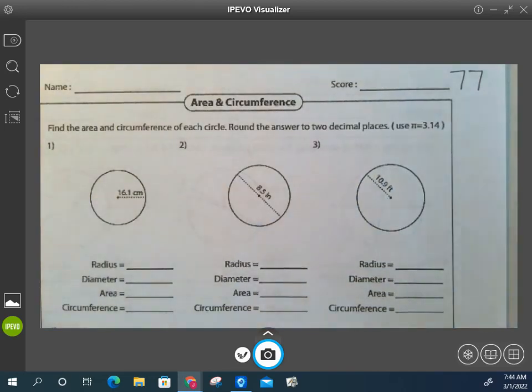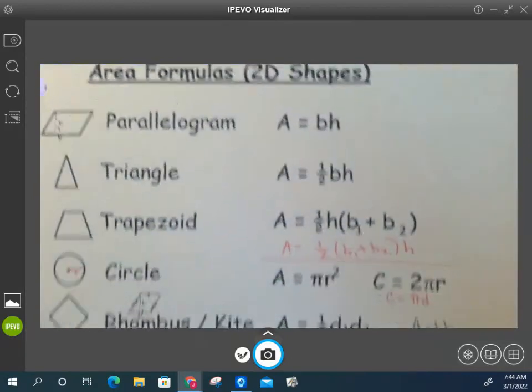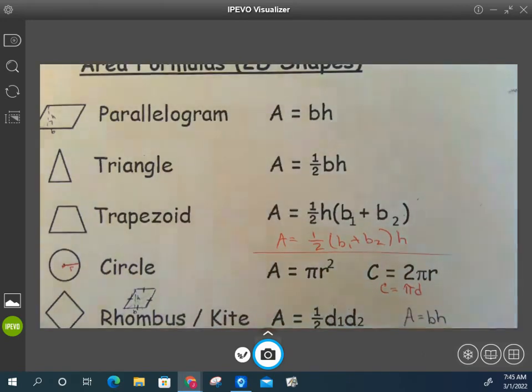All right, we are looking at worksheet 77. It's more with circles. It's nothing that's too hard. You've got your formula sheet here, and we are using our circles with area and circumference. All right, so let's get to it.